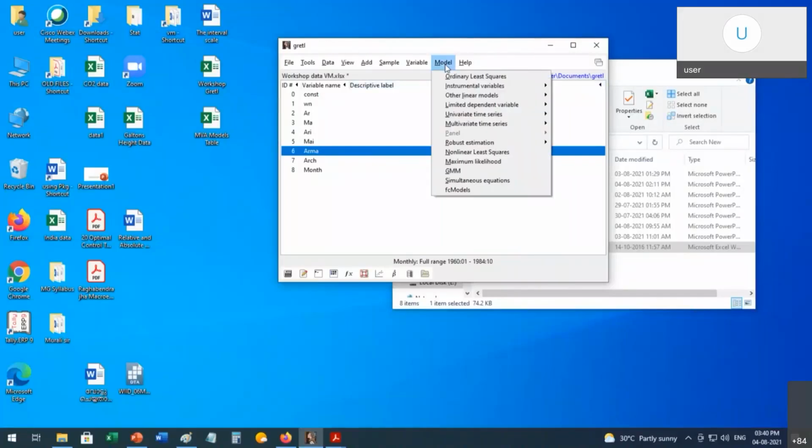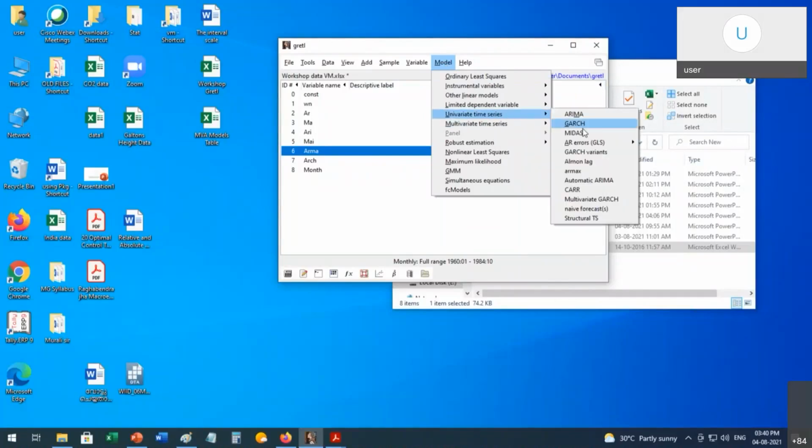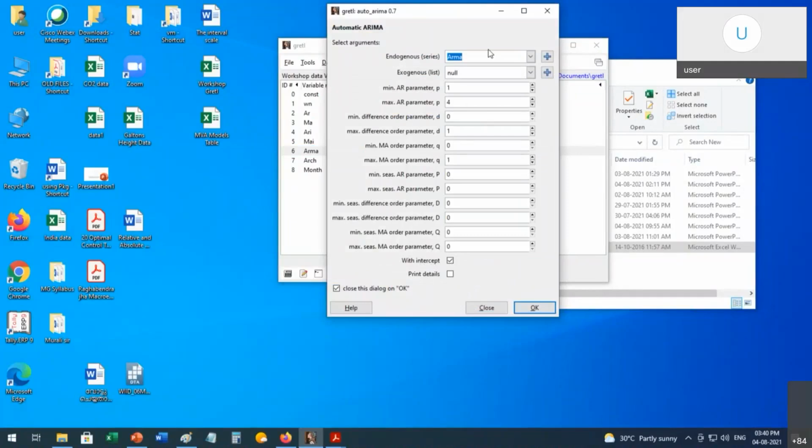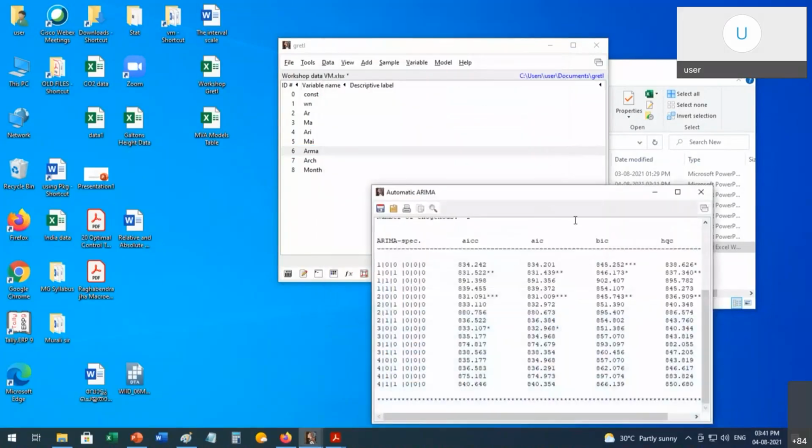So we go to the model, univariate, automatic ARMA, and click this one. And we have this case. So we select the ARMA one and all the others. For the time being, I am keeping as such, and then I am clicking OK. And here we have the result.